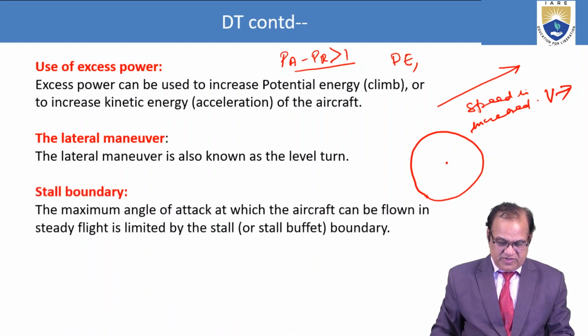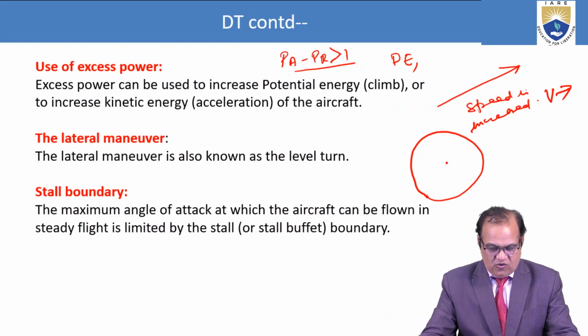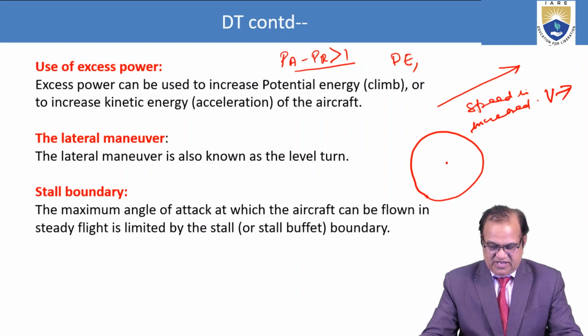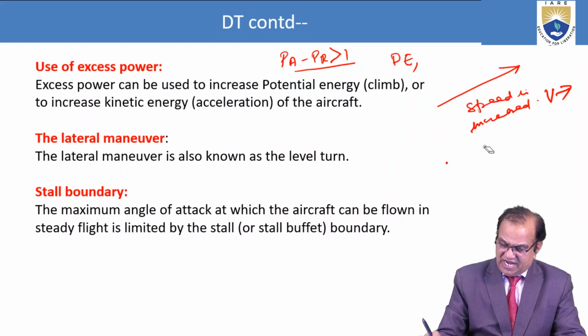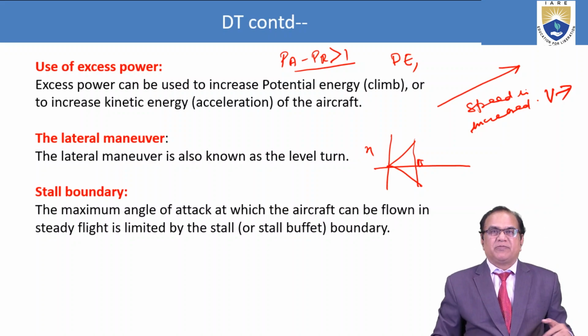Stall boundary. The maximum angle of attack at which the aircraft can be flown in a steady flight is limited by the stall or the stall buffet boundary. So if you see here in the VN diagram, this is the stall boundary. These two lines are the stall boundary. The aircraft should not fly below this, otherwise there will be a problem and it will start sinking down.